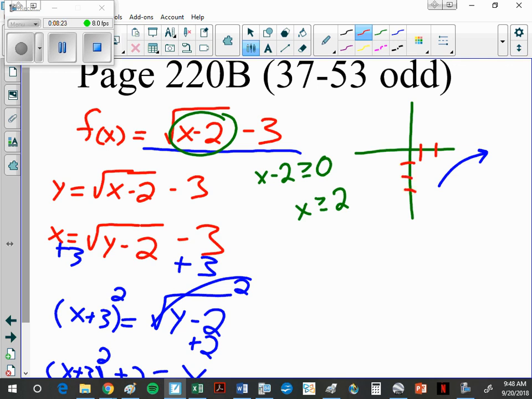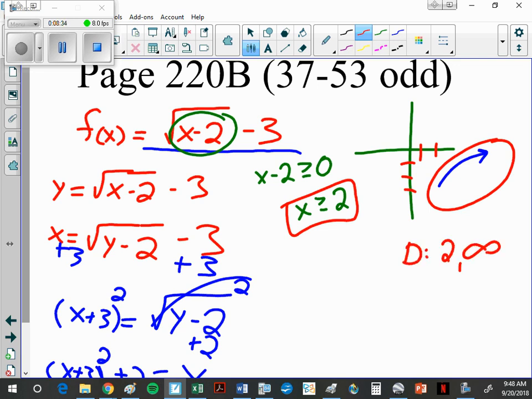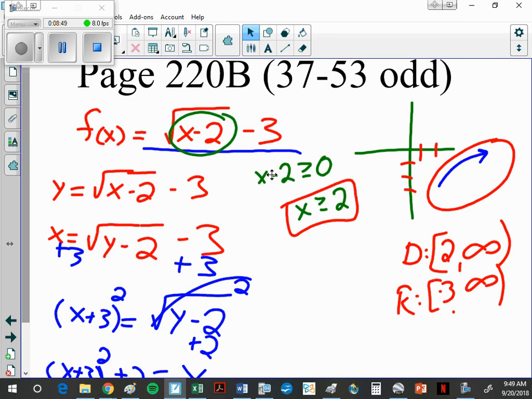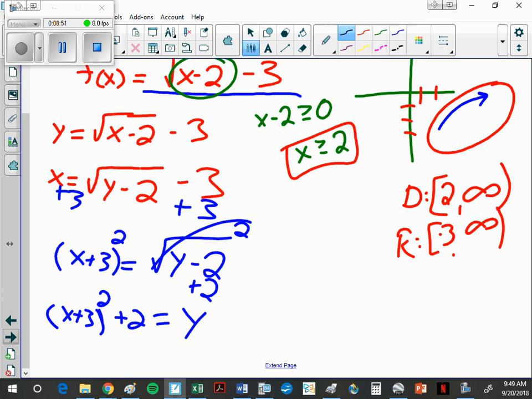Okay. What is the domain of this? 2 to infinity, right here. Okay. So the domain is 2 to infinity, including 2. What's the range? Negative 3 to infinity. Is everybody okay with that? So when I go down here, what is the domain of this?